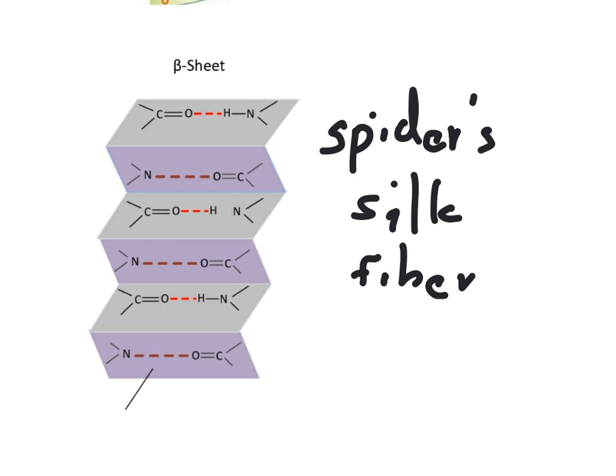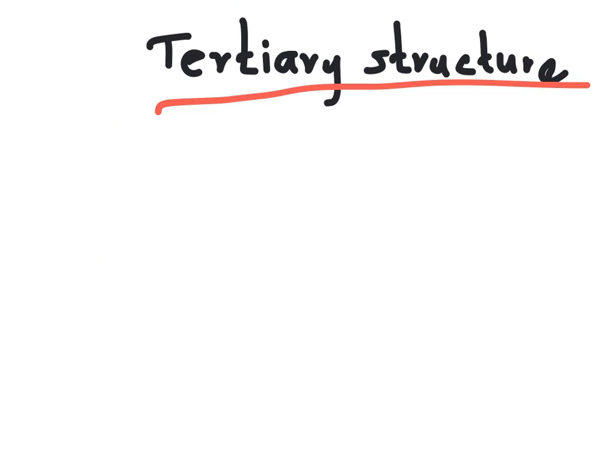You have to be very careful here. This hydrogen bond is in the same chain, okay? In the primary structure also we have a single polypeptide chain. Here also we have a single polypeptide chain. So all the curves, curls, bends, everything occurs in a single chain. The next level is tertiary structure, right?